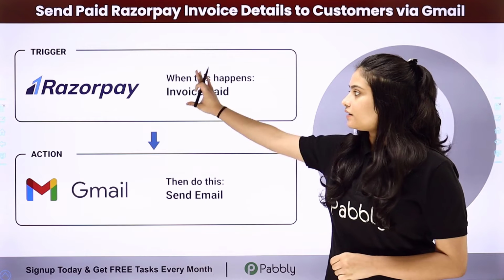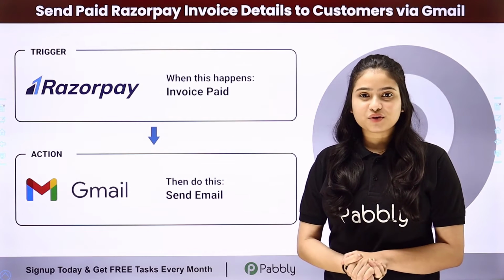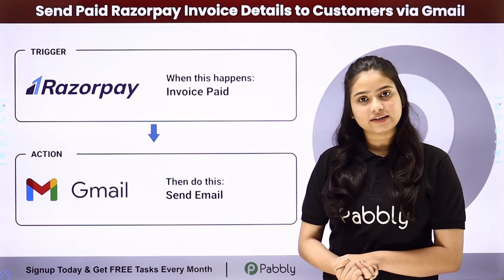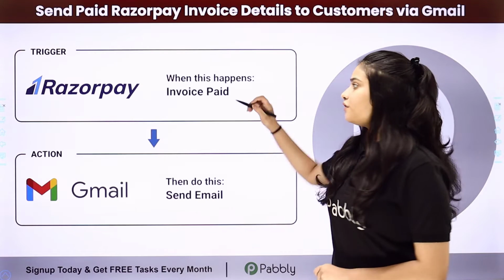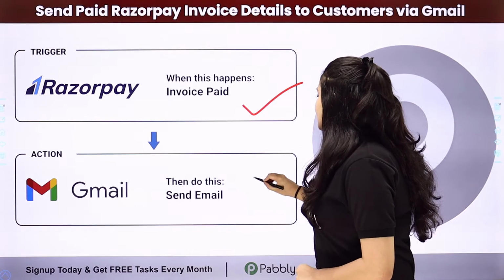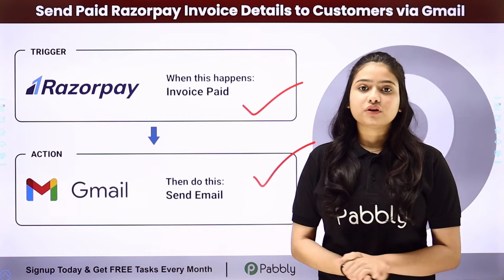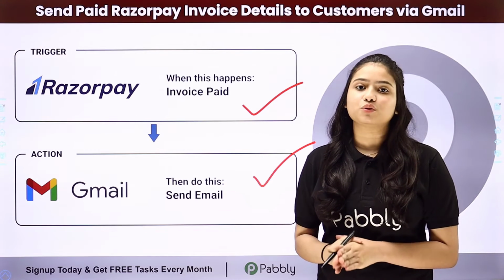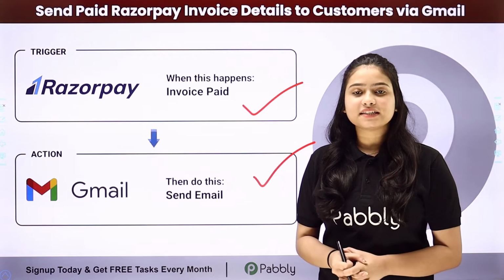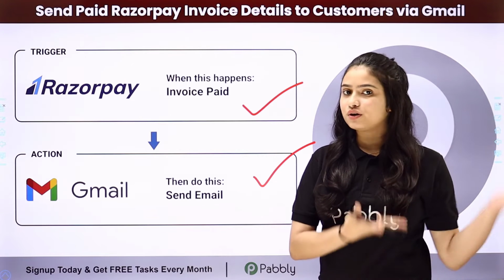For this, we will have to integrate both these applications, and we are going to do that with the help of an amazing automation and integration software, Pabbly Connect. So here we have Razorpay in our trigger and Gmail in our action. We will be connecting both of them using Pabbly Connect in order to automate this entire process. To learn this automation step by step, let me take you to my screen.